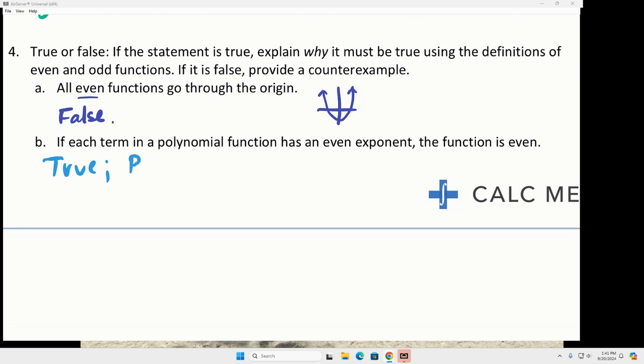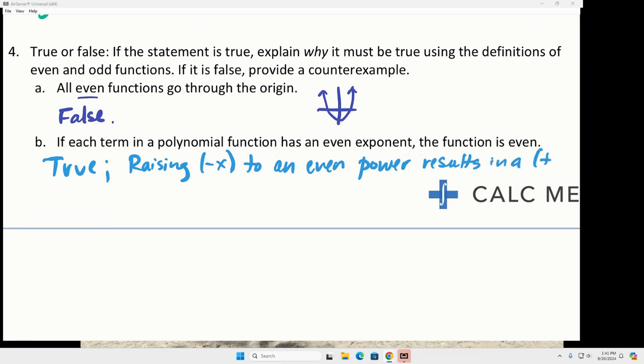So raising negative x to an even power results in a positive. So f of negative x is going to end up equaling f of x. It'll be exactly the same.